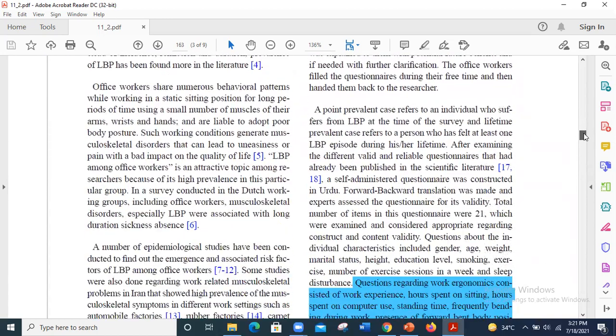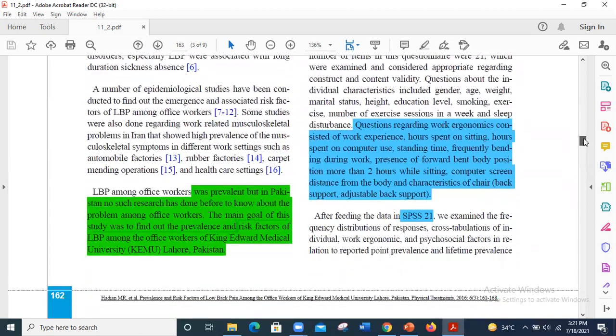Okay, at the end of the introduction portion, I have highlighted this portion with green color. This is basically the rationale of your study. Well, now what is the rationale of your study? The rationale of the study means the importance of your study. What is the basic purpose? What is the aim? What is the purpose behind doing this specific research topic?